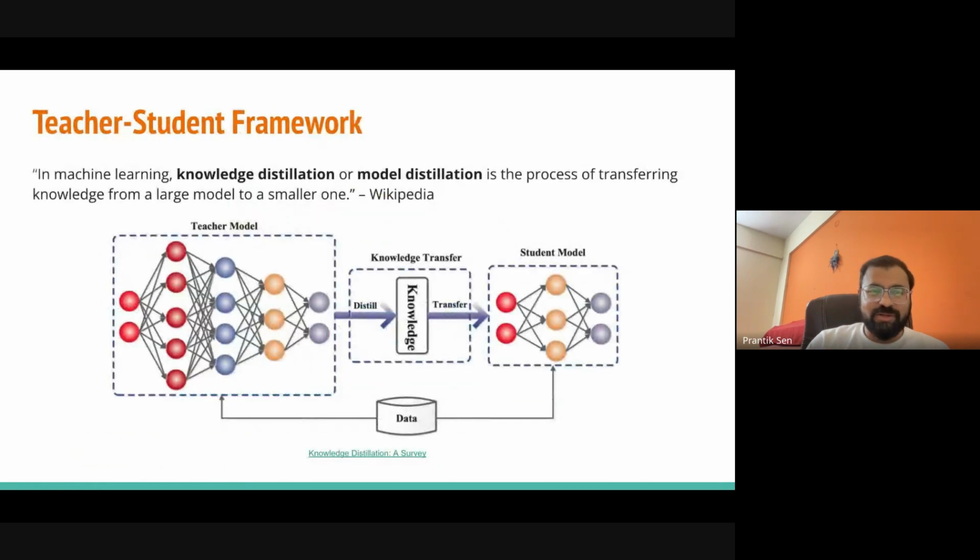Now moving on, so this is a typical teacher-student framework. It is very well represented.